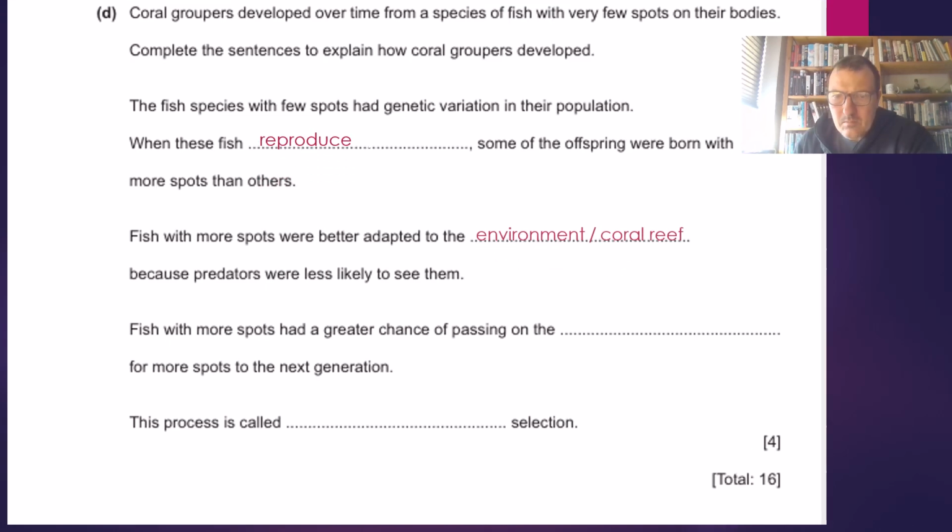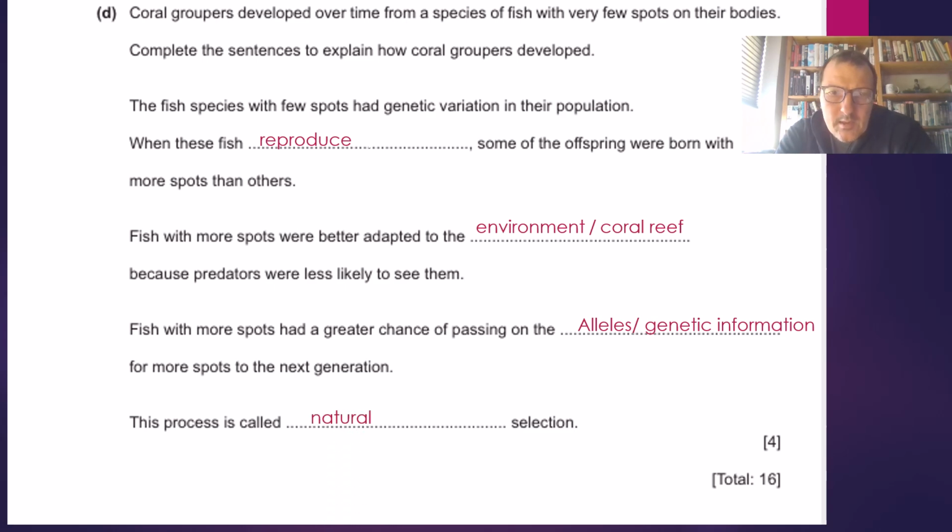Okay, in this case here, we know the fish species with few spots had a genetic variation in the population. When these fish, well, the word we're looking for here is reproduce or breed, some of the offspring were born with more spots than the other. Fish with more spots were better adapted to, and here the word we're looking for is either the environment, or you can also get a point for saying the coral reef, because predators then were less likely to see them.